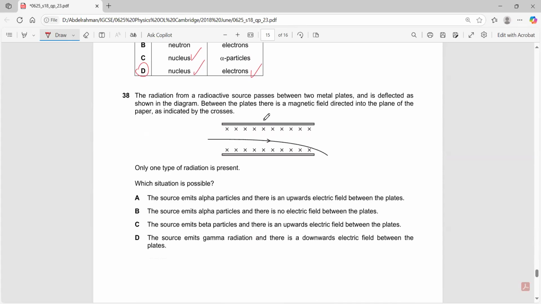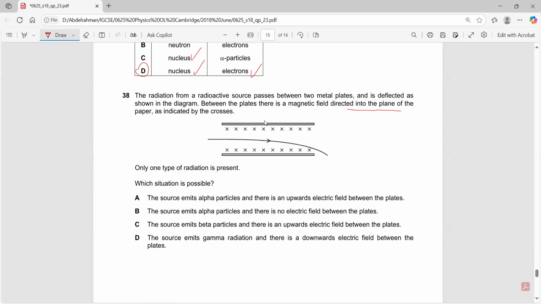Only one type of radiation is present. So there is a magnetic field into the plane, and then you have the direction of this particle. Definitely it's not a gamma particle. It's either an alpha particle or a beta particle. It has to be either an alpha or a beta particle.